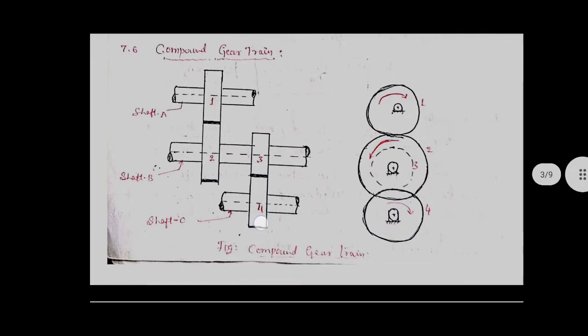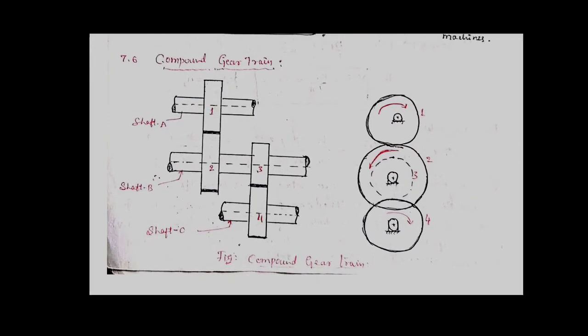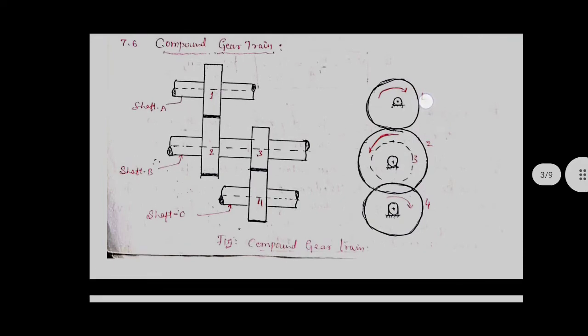And the last gear also has one gear on one shaft. So always in compound gear trains, the first gear and the last gear have only a single gear on a single shaft. The gears in between are the compound gears. This is represented here, with gear 1.